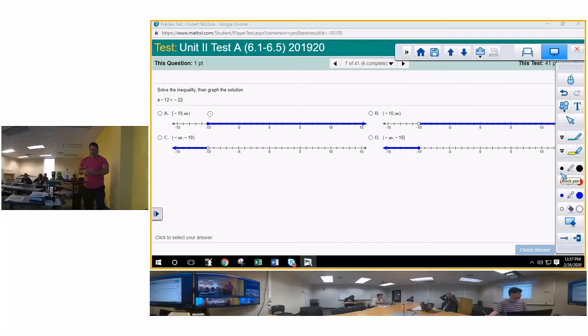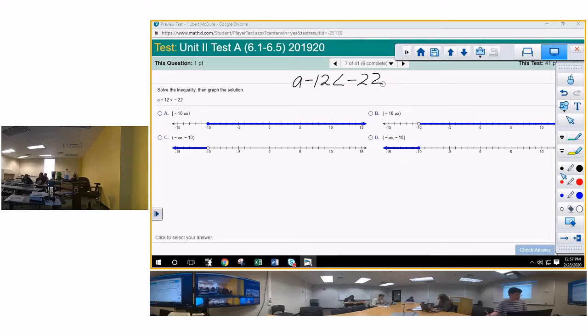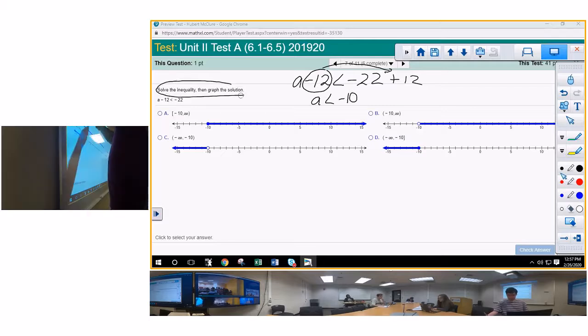So a minus 12 is less than -22. How do you get rid of a -12? You add 12. a is less than what? -10. Does this say integers or whole numbers? If it doesn't say integers, that means it's whole numbers. So we're going to shade. So all of these are shaded because they don't have dots.